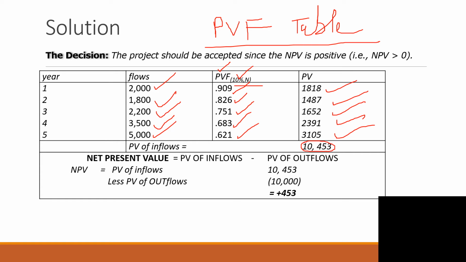Total addition: 10,453, that is the present value of inflows because these are cash inflows. On the other hand, the outflow, the initial investment, is 10,000, so you have a positive NPV. The project shall be accepted.